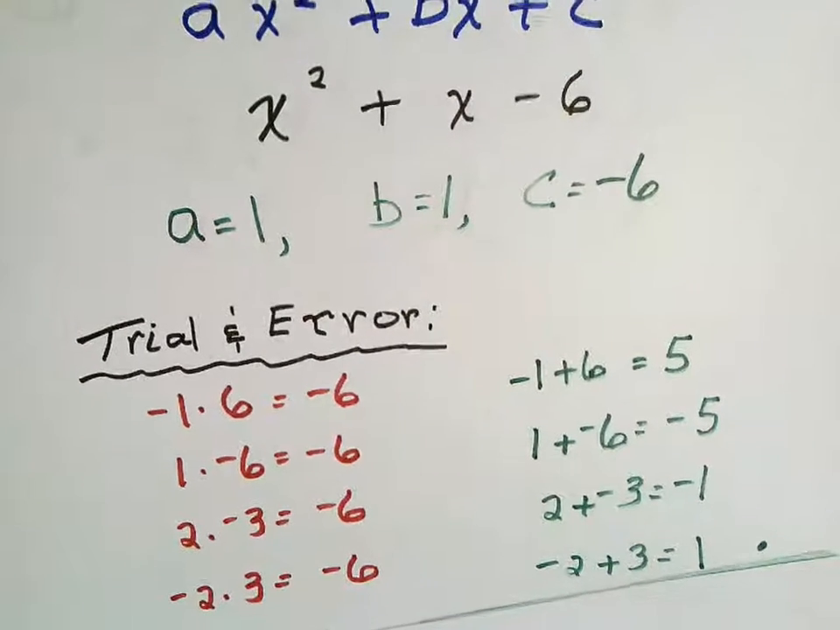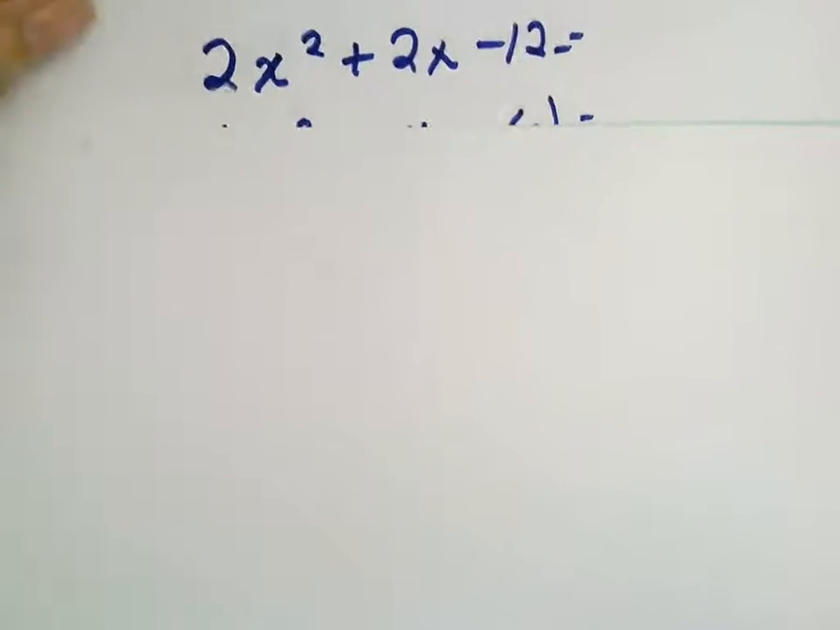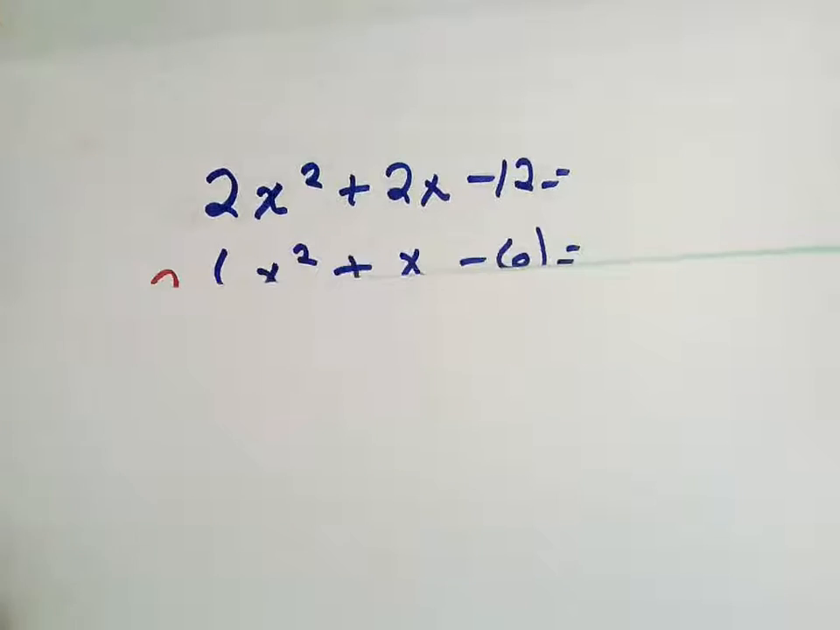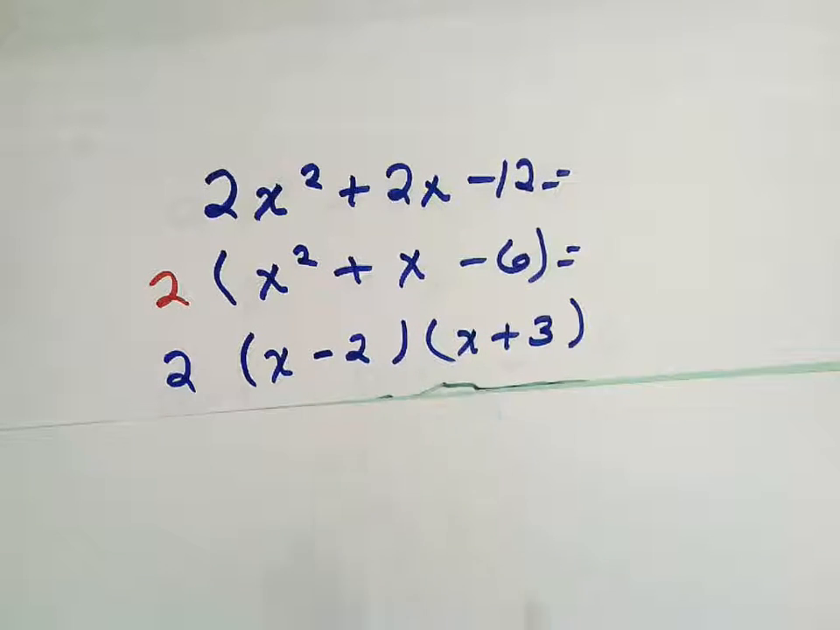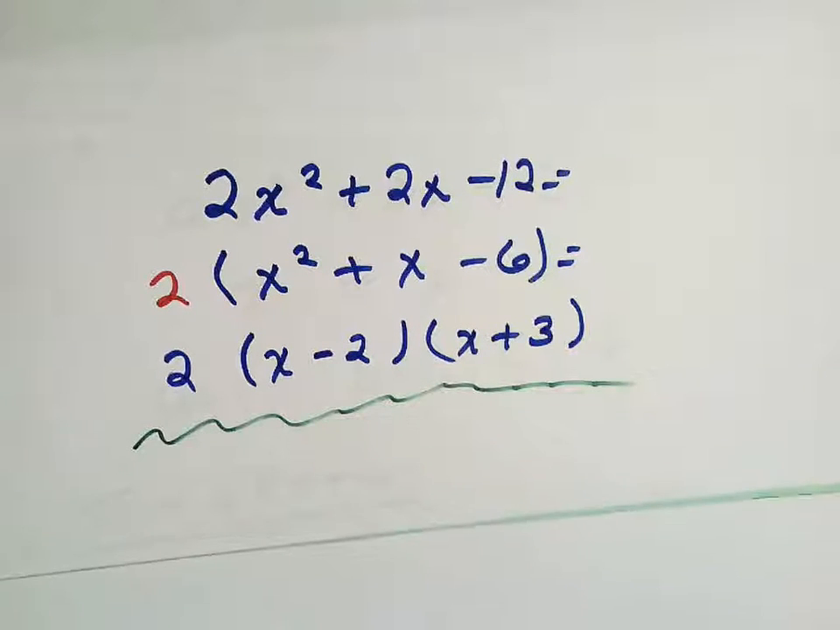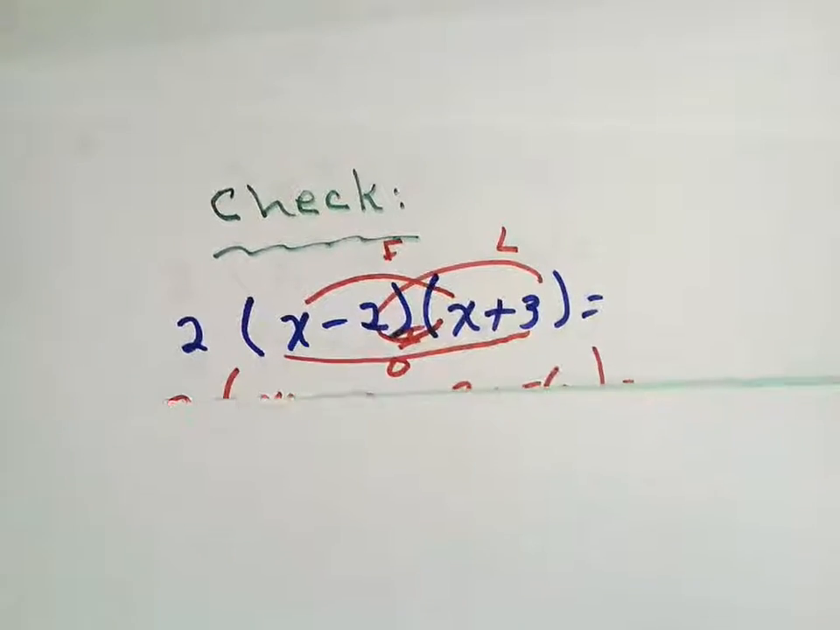So I go back to the original problem. Let me move this down so you can see it. So here I factored out the 2, then I factored the trinomial. I have my two binomials, which is my answer. And then I would like to go back and check this. I'm going to FOIL: first, outer, inner, last.